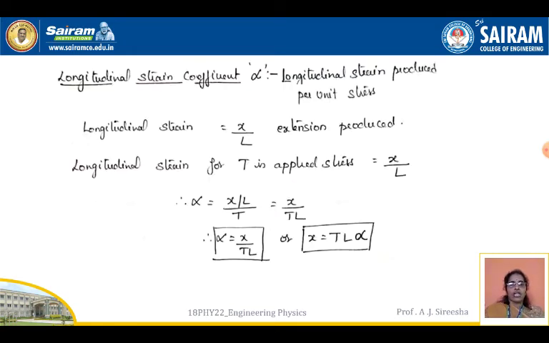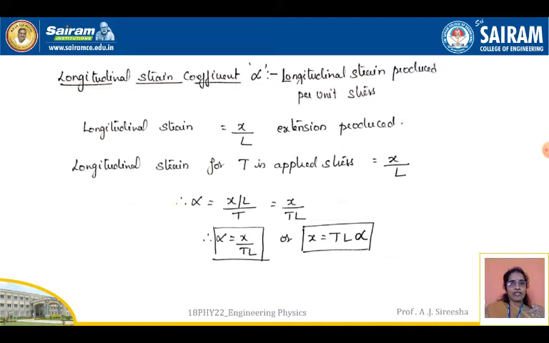Next we see the longitudinal strain coefficient denoted by alpha. Longitudinal strain produced per unit stress. That is longitudinal strain is equal to X by L, that is extension produced. Longitudinal strain is nothing but the change in length by original length. Change in length is X, original length is capital L. So longitudinal strain is X by L. For T, the applied stress, it becomes X by L. Further, that means X by L is the longitudinal strain for the tension T applied stress.